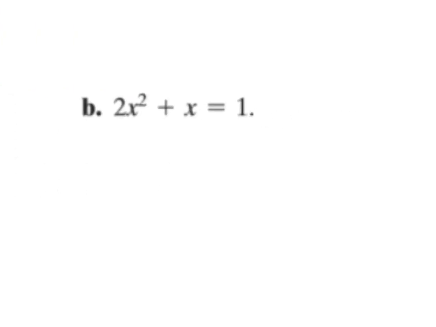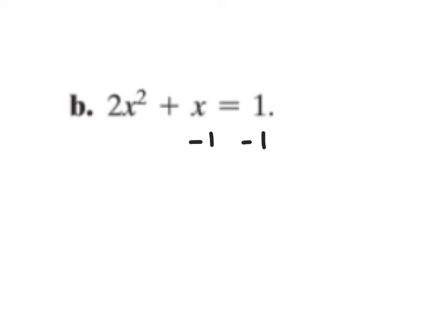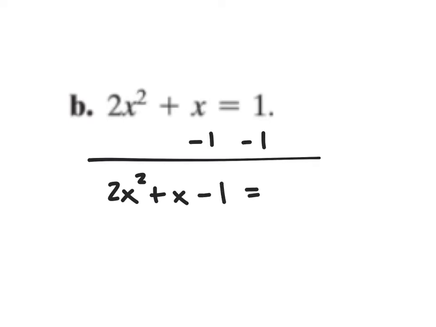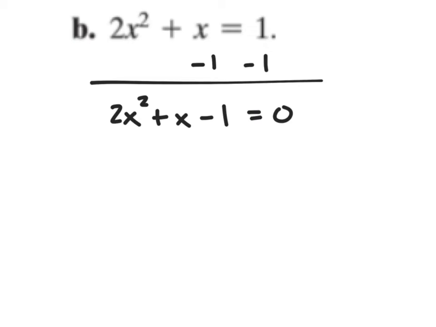Now this one's a little bit tricky. 2x squared plus x equals 1. Now I want to solve it by factoring. First thing I want to do is set this equal to 0. So I'm going to subtract 1 from both sides, okay? And I'm going to get 2x squared plus x minus 1 is equal to 0. Now because I have a leading coefficient of 2, I'm going to factor using the box method, okay?